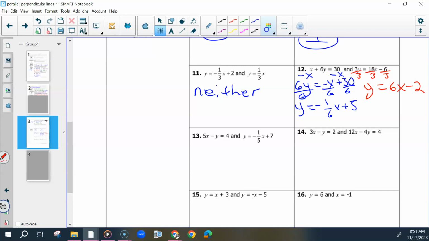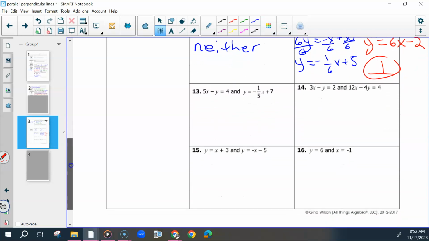So are these parallel, perpendicular, or neither? Neither. Why neither? Oh, wait, no. It's perpendicular. Alright, we'll do two more of these, unless we want to see some more.